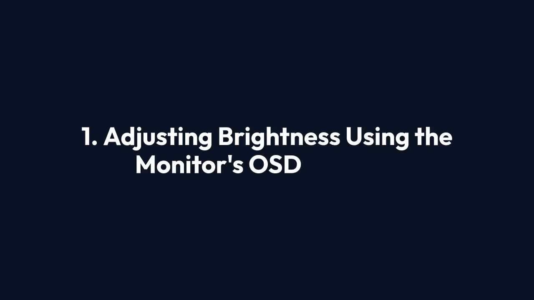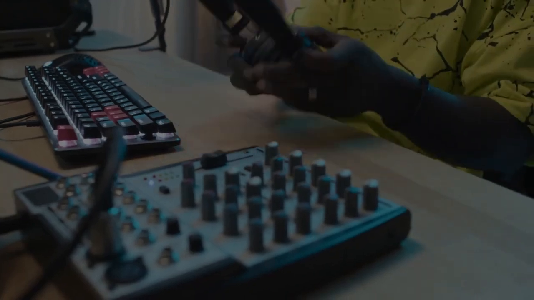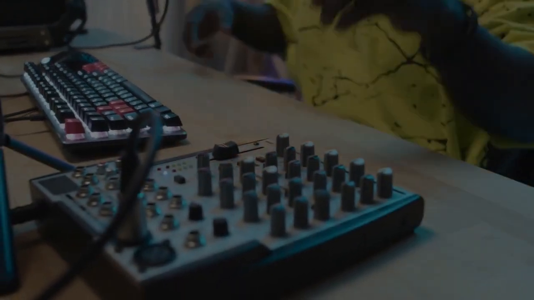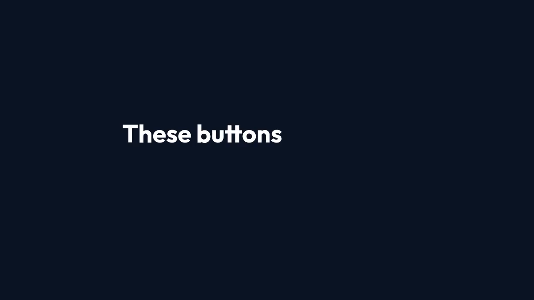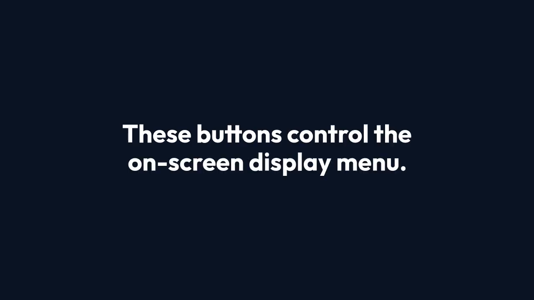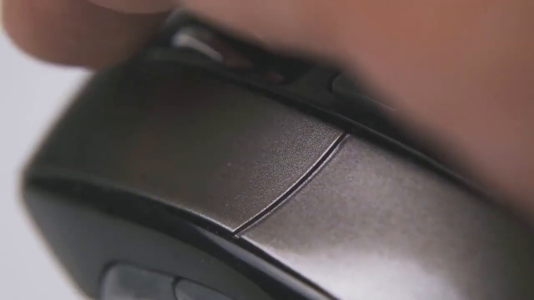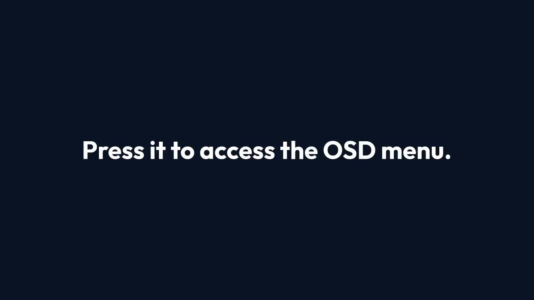1. Adjusting brightness using the monitor's OSD buttons. Most Nvision monitors have a small cluster of buttons on the front or side. These buttons control the on-screen display menu. Look for a button labeled Menu, Power, or something similar. Press it to access the OSD menu.